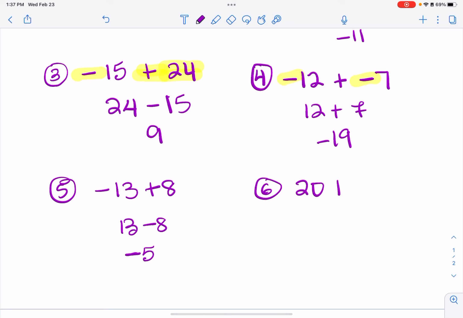20 plus negative 7. Again, I am adding negative numbers. So these are two separate signs. So the rule says subtract. And so my answer is 13. Keep the sign of the larger absolute value. The absolute value of 20 is 20. The absolute value of negative 7 is 7. 20 is larger, so my answer is positive.